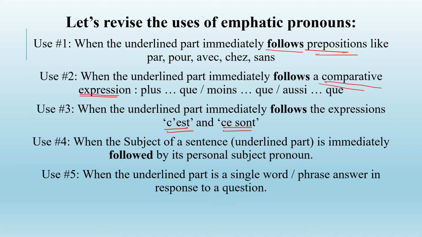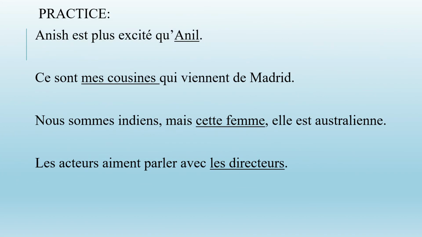The fourth trigger, the fourth use for you, is when the subject of the sentence is underlined and it is already followed by its personal subject, then you have to use the emphatic. And the fifth one is the easiest to identify, when you have an underlined part as a single word or a phrase answer in response to a question. Okay, so with this we wind up the uses of emphatic pronouns. Please remember that they are placed in the place of the underlined part. They do not follow the placement rules that we have been doing. Okay, let's solve some examples.